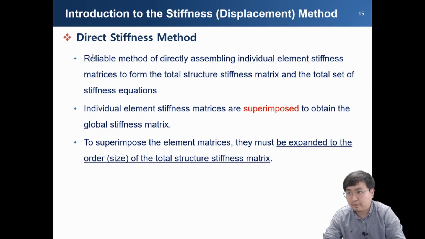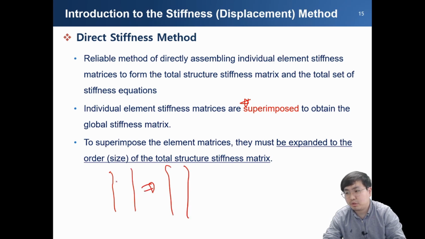This method is the direct stiffness method, very simple and easy to understand. The basic assumption of this method is superposition, that the global stiffness matrix is obtained by superimposing. But this method has some limitation. Each local vector must be extended. These vectors are generally 2 by 1, however, depending on your system, all local matrices must be extended.